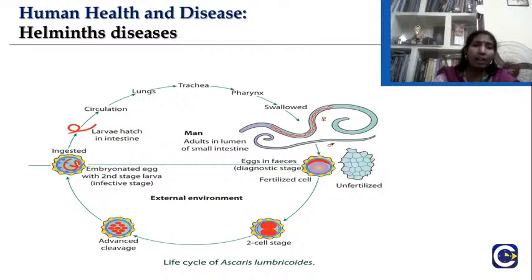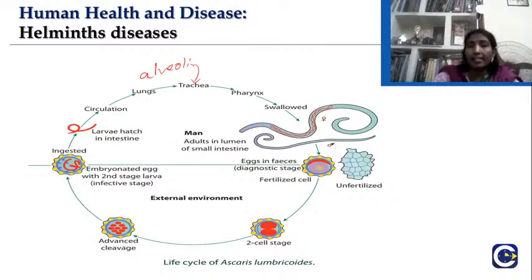So the larva will hatch in the intestine, slowly they go into the lungs. From the lungs, through the alveoli, bronchi, all that, it will come to the trachea. From the trachea, it will go to the pharynx. From the pharynx, it is again swallowed back, entering your GI. Now what happens here? They are going to develop. Those eggs are going to develop into male and female worms.